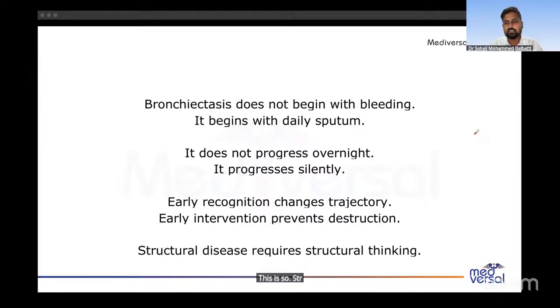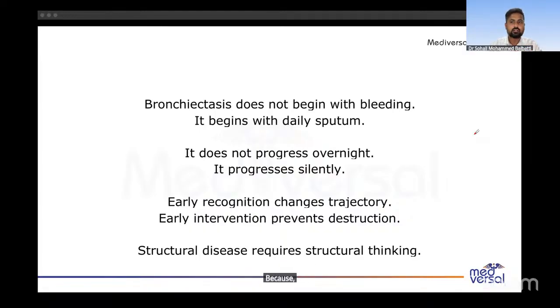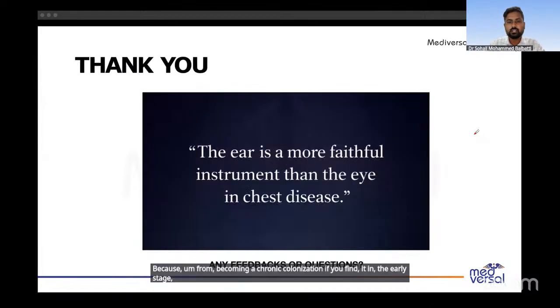So structural disease requires structural thinking. It is not just simple thinking. If it is a structural disease, you should always have structural thinking of multiple factors in your mind when you see a bronchiectasis patient, even though it is mild, moderate, or severe. Try to find out the diagnosis, try to find out the cause, because early recognition can change the trajectory, the quality of life and the prognosis of the patient. You may save the patient from becoming chronically colonized with Pseudomonas aeruginosa if you find it at an early stage and give appropriate treatment.